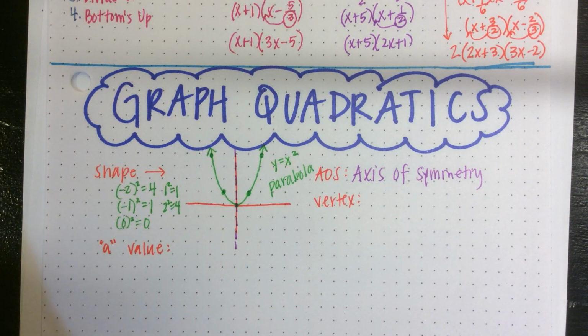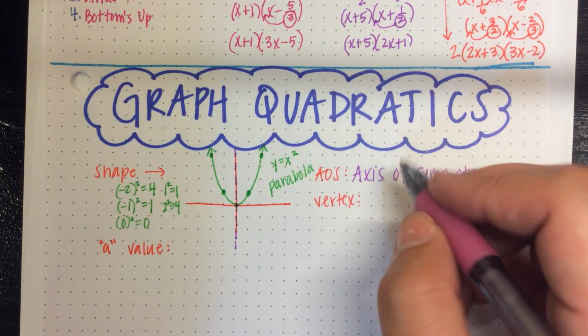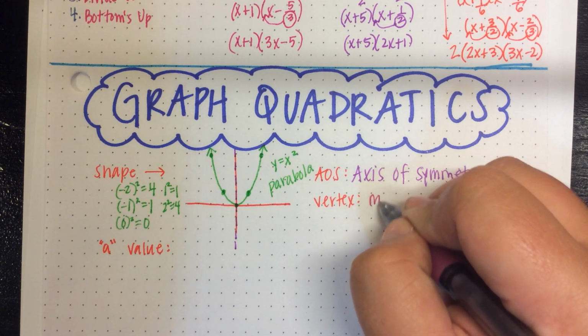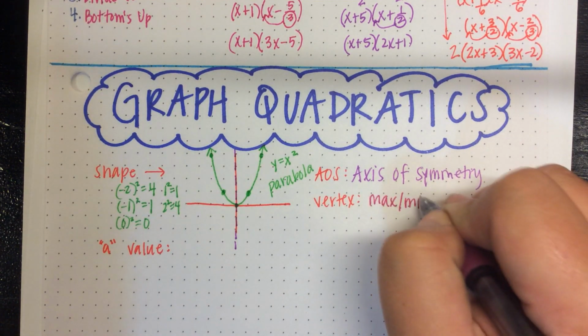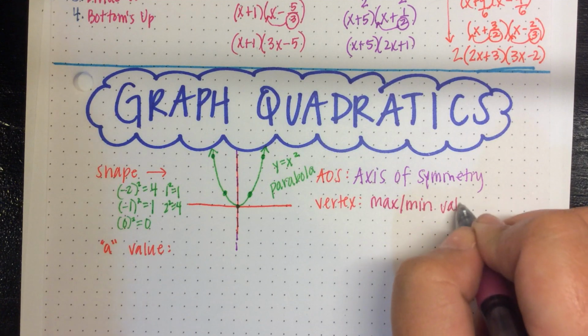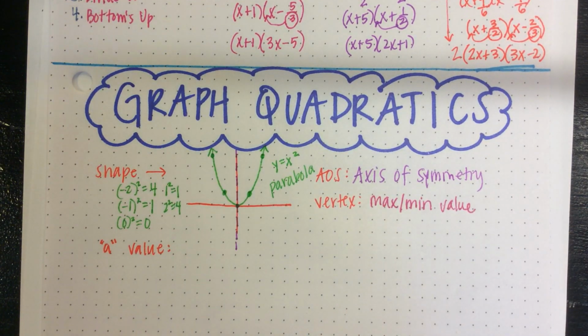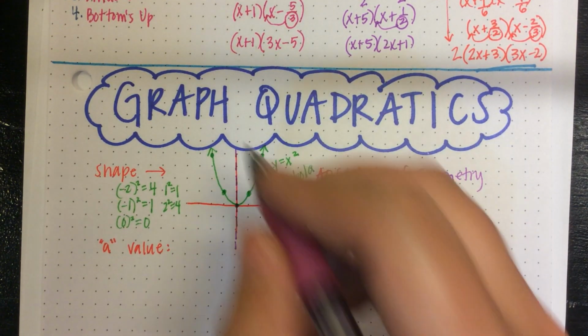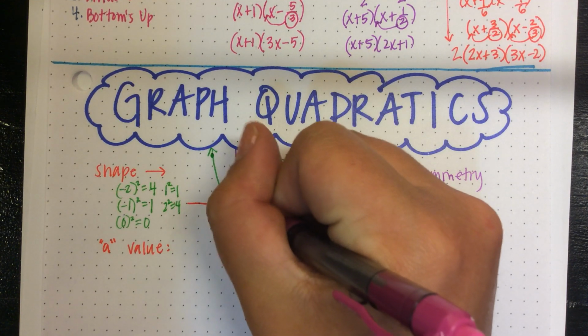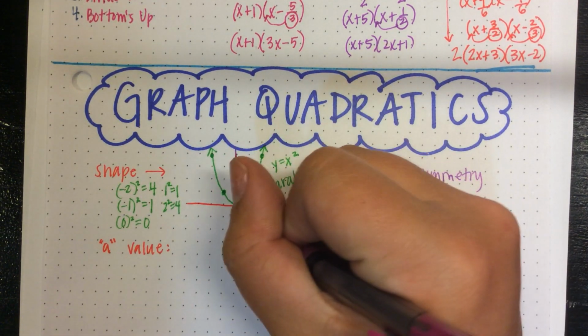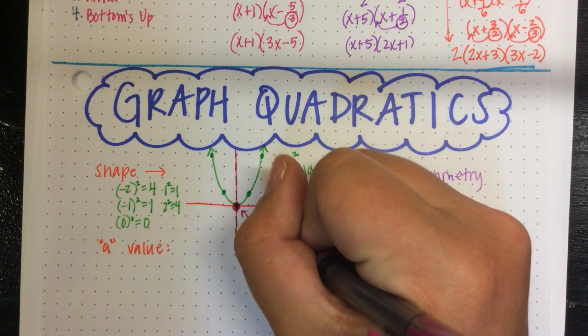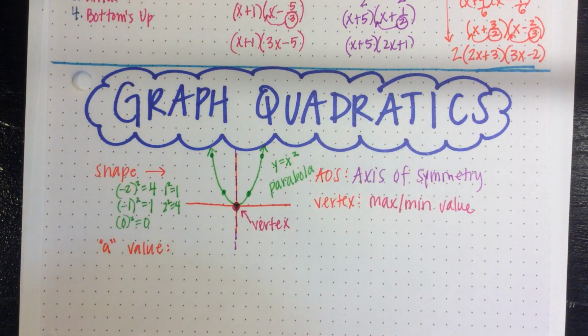Another thing that's in the middle is our vertex. Okay, this is the highest or the lowest point, or your max or min value. In this case, it's a minimum, my lowest point right smack dab in the middle. So that's my vertex. Your vertex is always on the axis of symmetry.